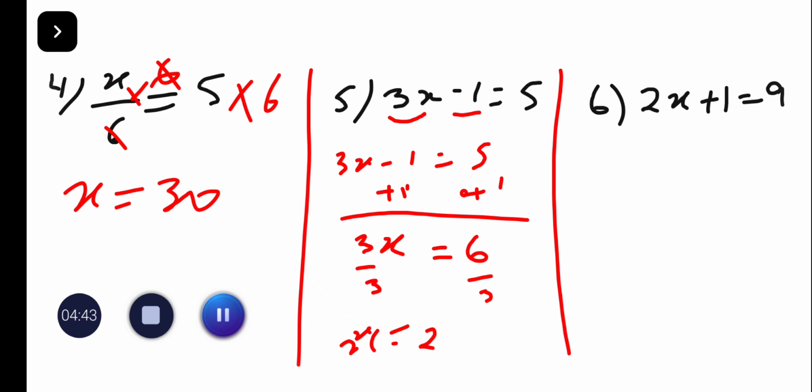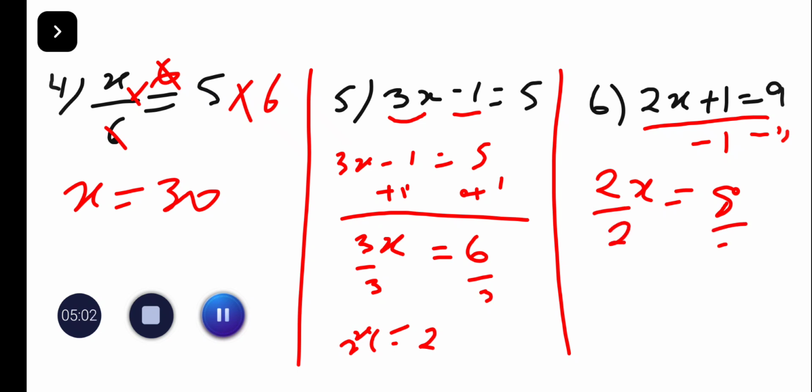Okay, when I'm here, I have addition. To remove it, the opposite of addition is subtraction. I subtract 1 here, minus 1. So I have 2x is equal to 9 minus 1, 8. So if 2x is equal to 8 now, how do I obtain x? I divide both sides by 2. x will give me 4.